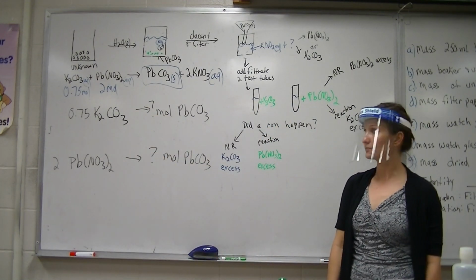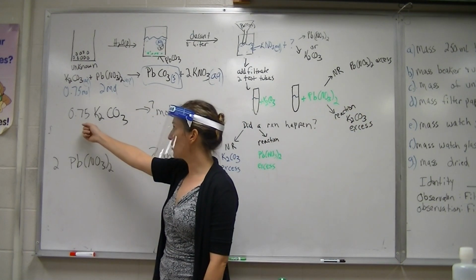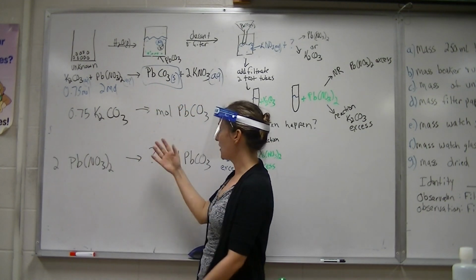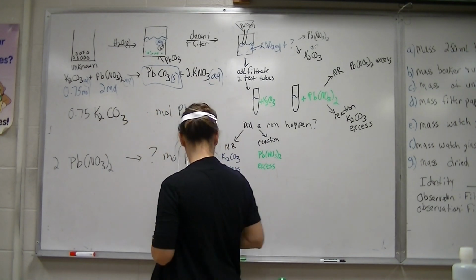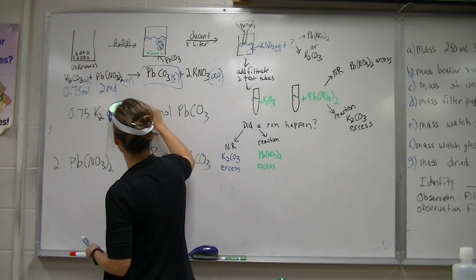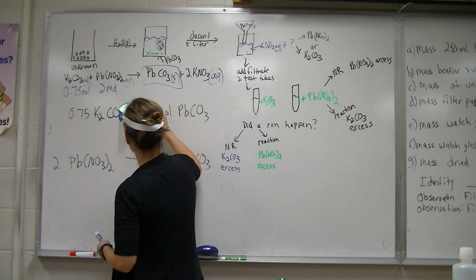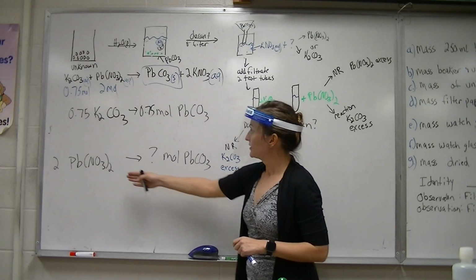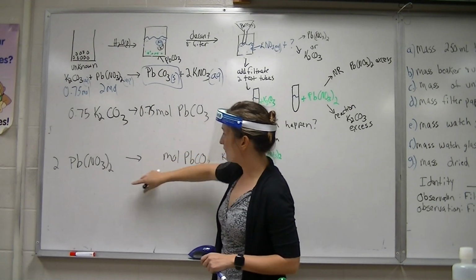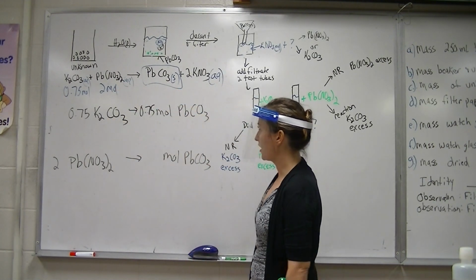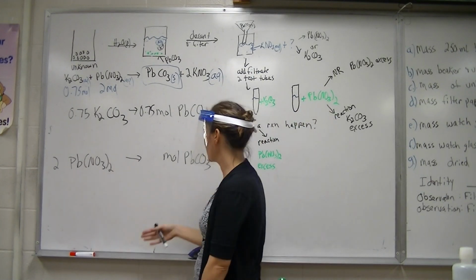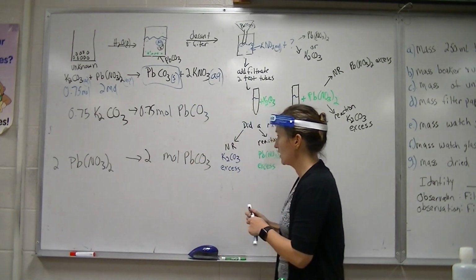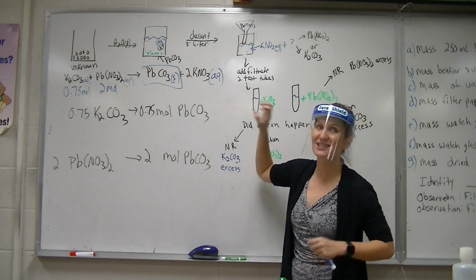So what that means is if I used 0.75 moles of potassium carbonate, it's a 1-to-1 ratio, so how many moles of product do I form? 0.75. The same amount, 0.75. Same down here. We just said it's a 1-to-1 for the lead 2 nitrate and the product. So if I use 2 moles of it, it would produce 2 moles of product. So now we have to pick the smallest.